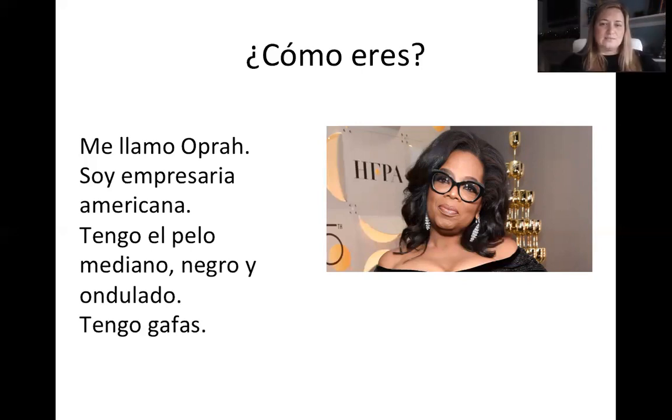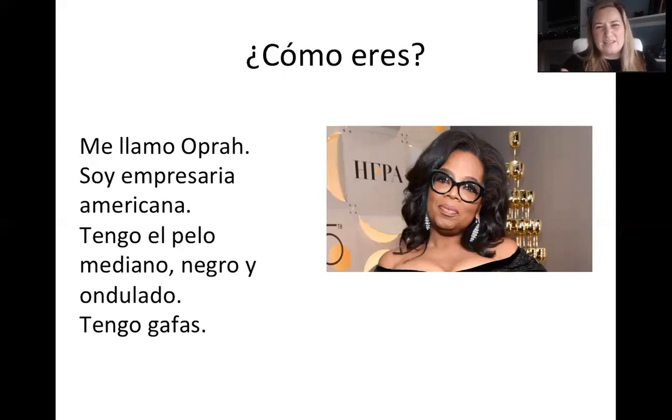Tengo gafas. Okay, so again, I've kind of chosen this picture because she's got gafas, she's got her glasses on, and I thought it's quite a good handy thing to be able to say. Me llamo Oprah, my name's Oprah. Soy empresaria americana. So I was looking for the word mogul. It's a funny word, even to say that in English, mogul. It's quite an American word, mogul. So I was looking for that word because Oprah isn't really anything. She's a lot of things, but not any one thing in particular. And she is a bit of a sort of magnate or mogul.